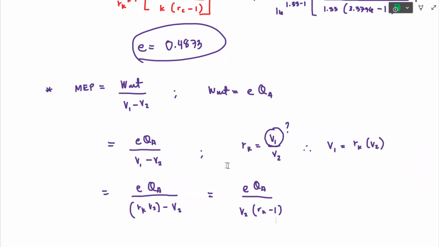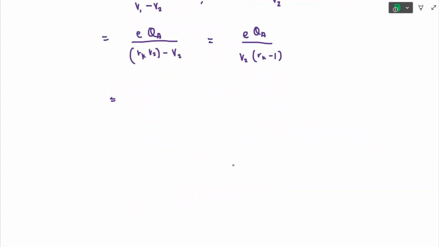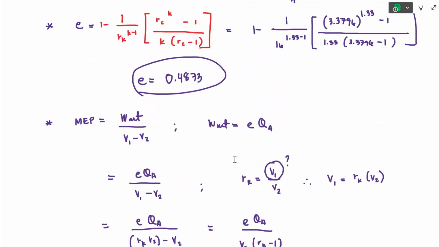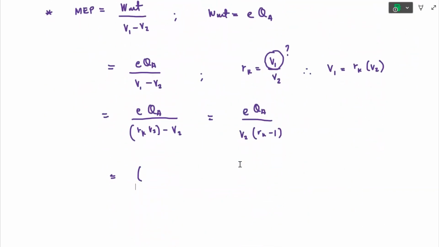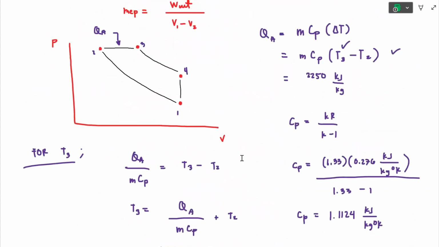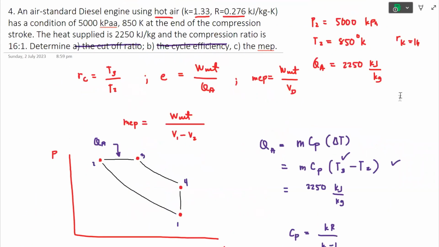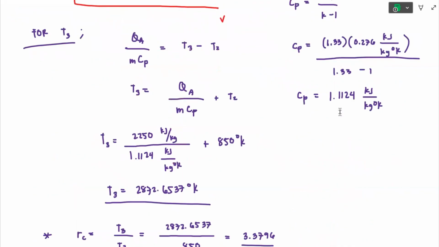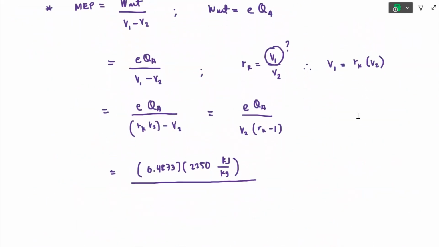Oh, solvable na siya. So, yung iyong MEP is equal to E na nasolve natin, which is 0.4873. Tapos, binigay dyan is 2250 kilojoule per kilogram. Okay, per kilogram. Divide natin ng V2. Ano yung binigay sa yung V2? Sir, hindi pa nasosolve yung V2. Problema ba yun? Meron kang P2 and T2 eh. Okay? So, for V2, dito natin, solve natin.